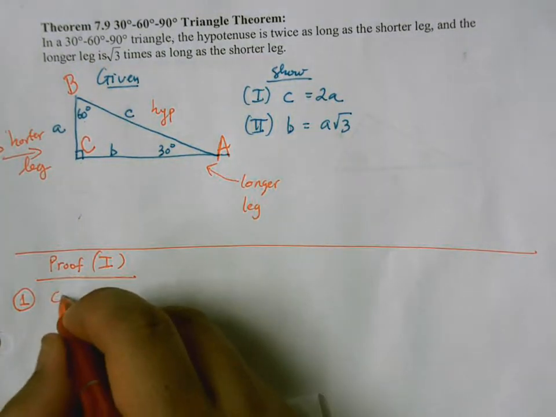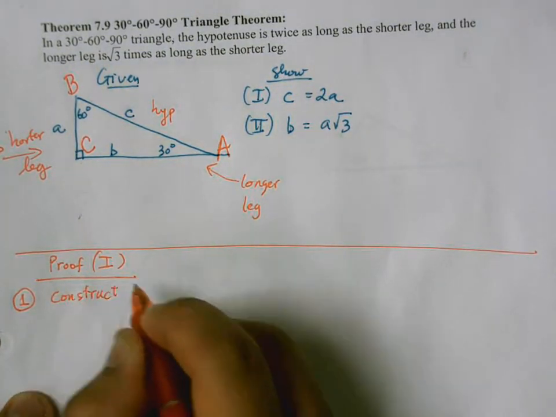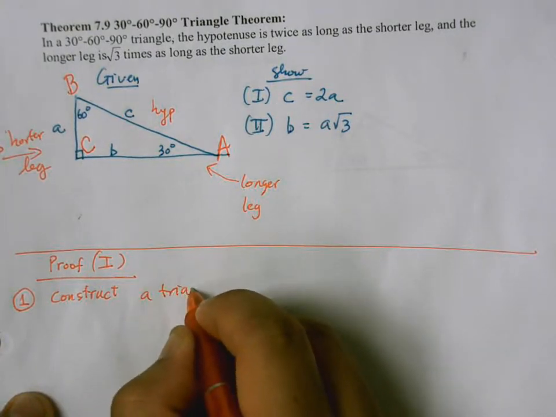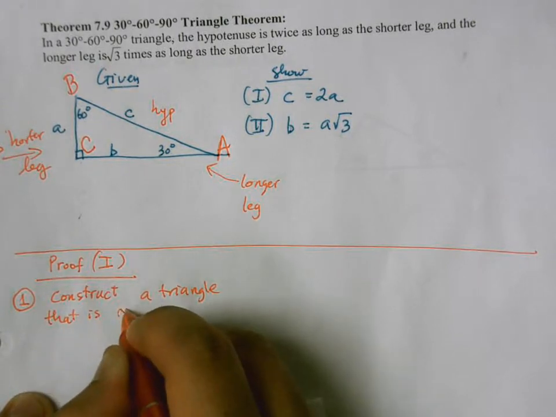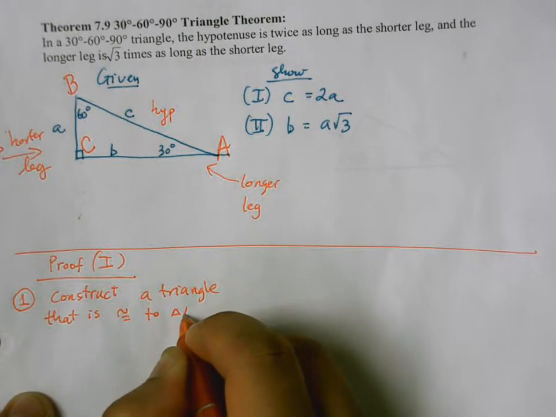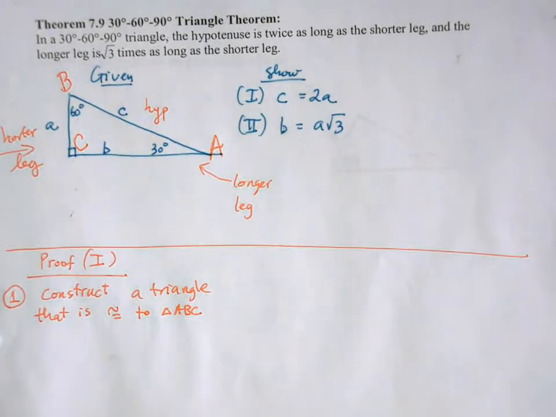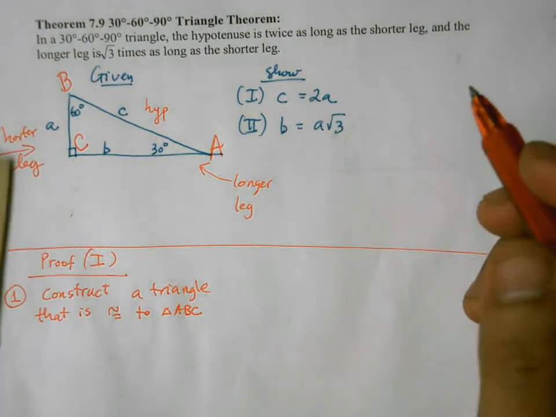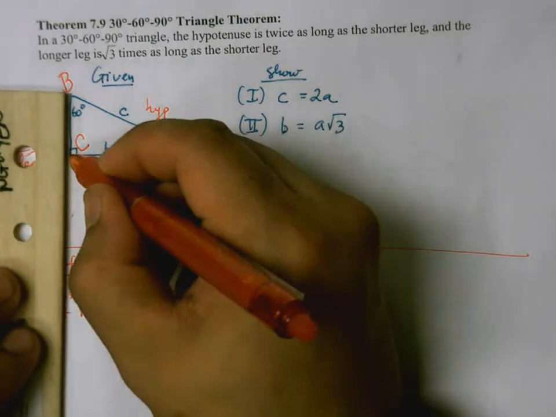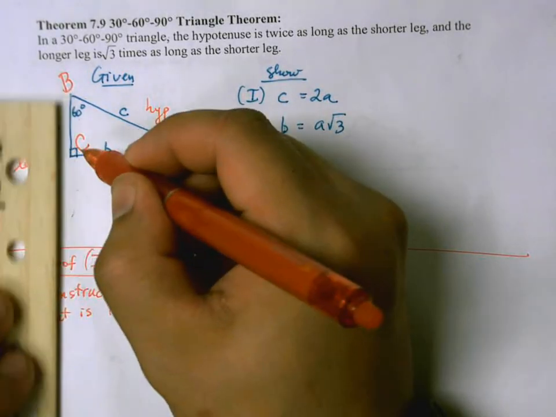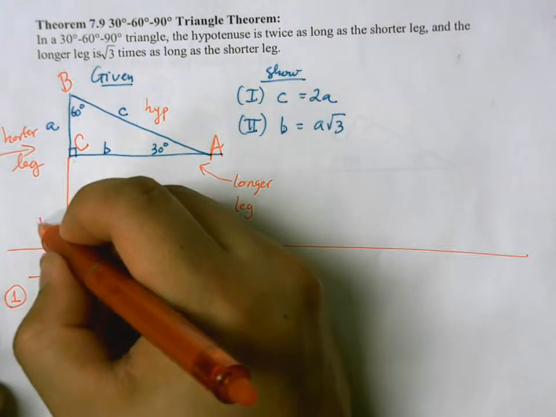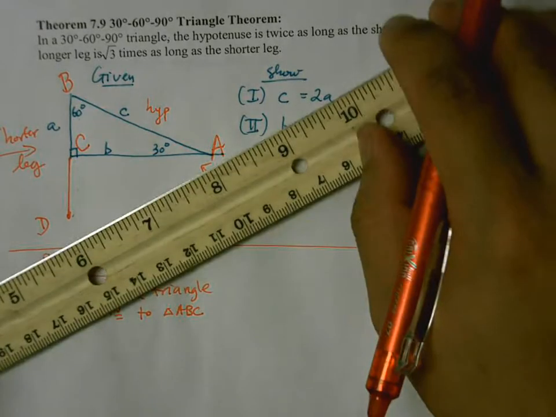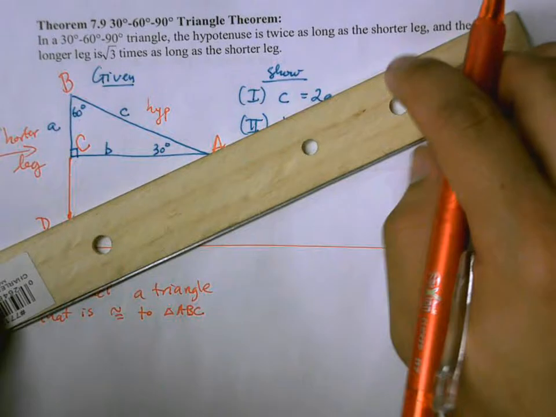So we're going to construct a triangle that is congruent to triangle ABC. I'm going to do that in a very simple way. All I'm going to do is use my ruler, using the ruler postulate. However long this length is, I'm going to duplicate it down here. I'll call this new point D, and then I'm going to connect D to A.